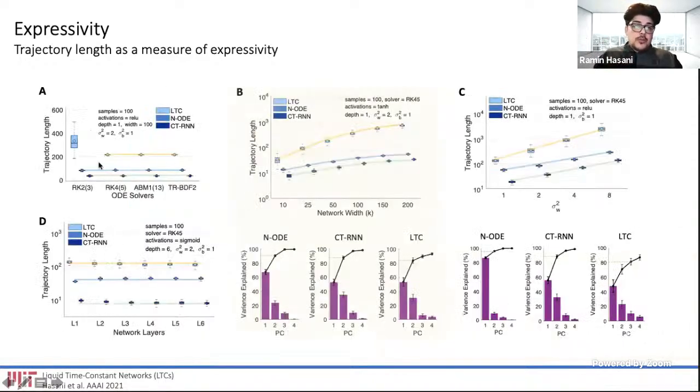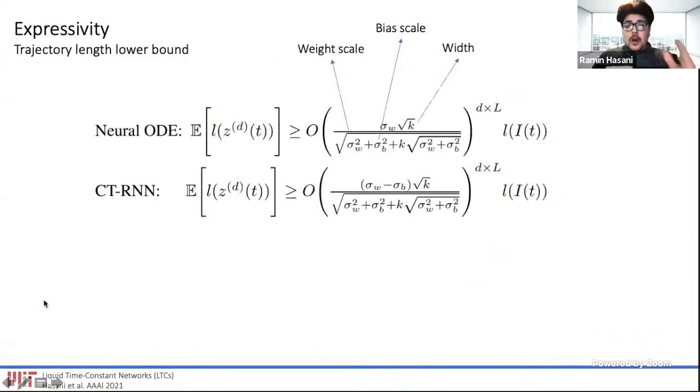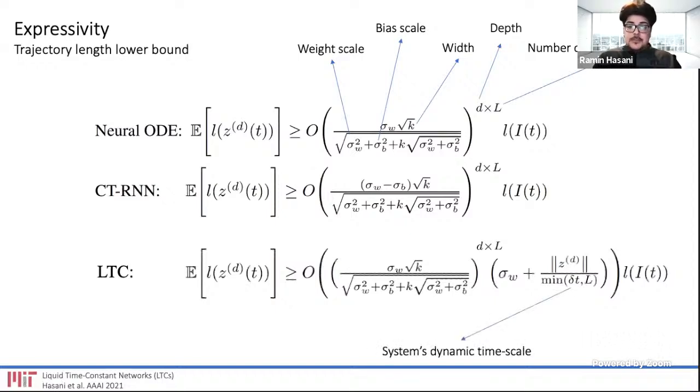Then we also tried to extend this by changing many variables inside these architectures, to see whether we can keep our interpretation of the system. Can we actually show that these systems are more expressive in terms of trajectory length? And that's the case. The yellow line in all curves shows different ODE solvers, different network widths, weight initialization scales, and network layers. We also found some lower bounds for the trajectory lengths, or the expressivity, of neural ODEs, CTRNNs, and LTC representations. Based on that, we validated that our theory works, and our experimental results are validated too.